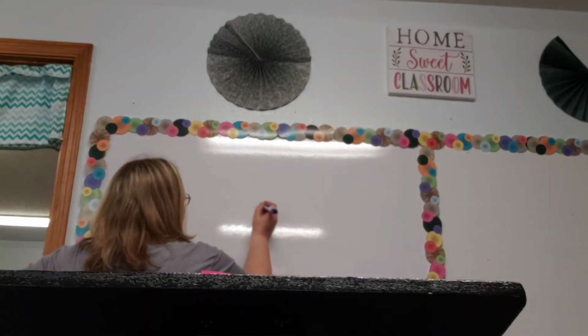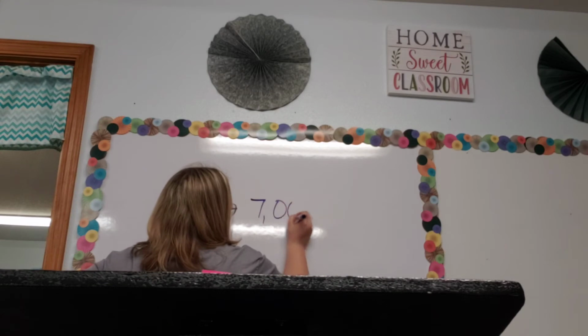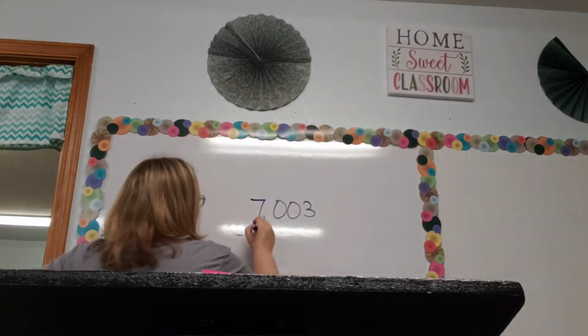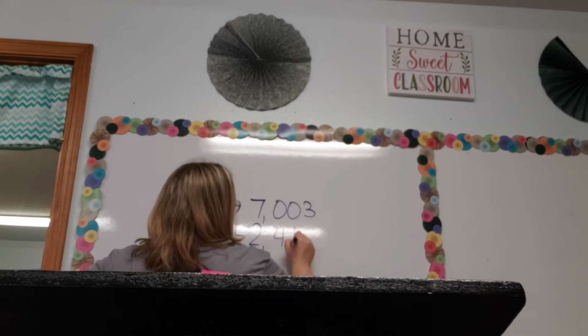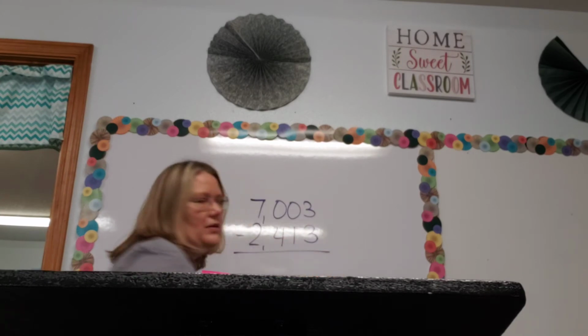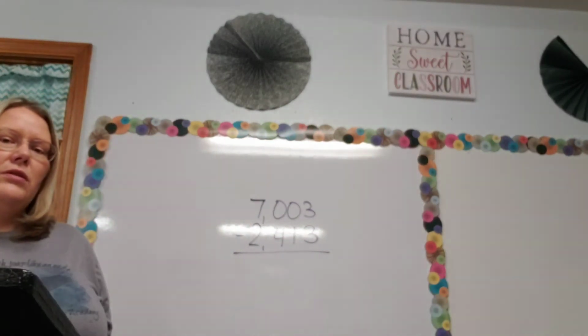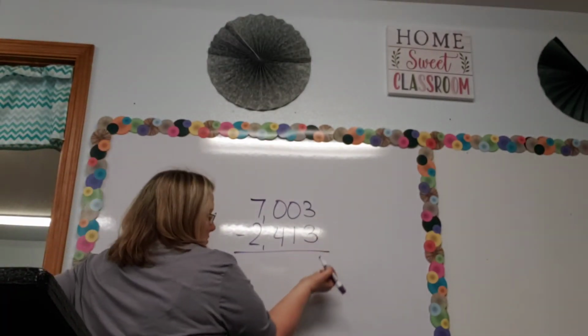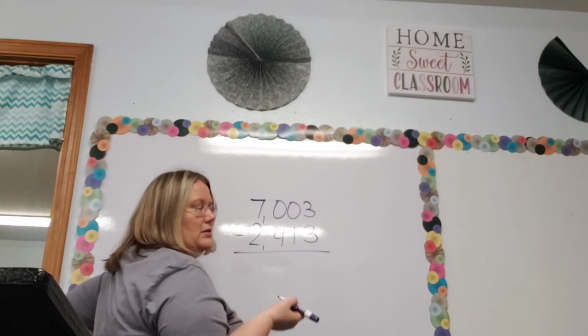7,003 minus 2,413. All right, let's move this. Okay, we always start in the ones place. Okay, 3 minus 3. Can I take 3 minus 3?